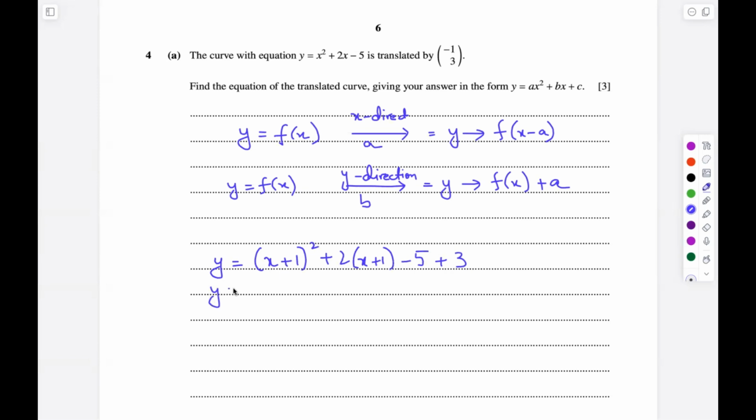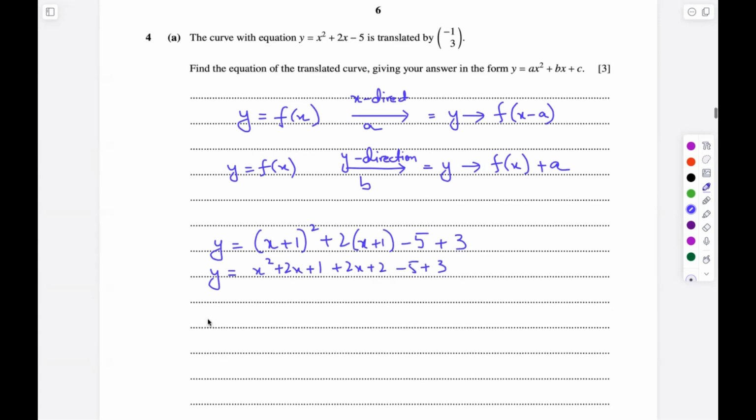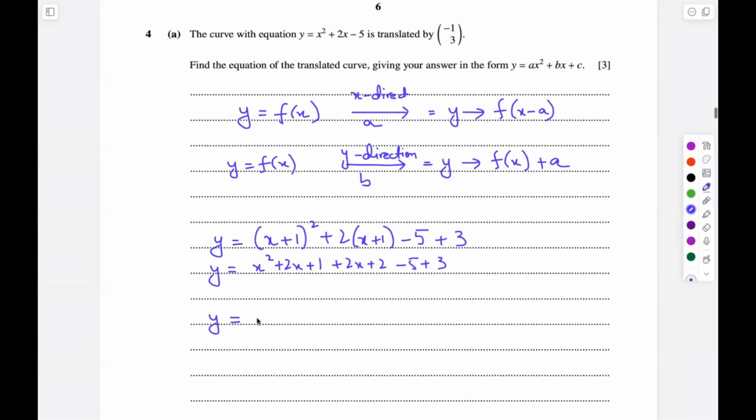Now expanding the expression, we'll get x squared plus 2x plus 1 plus 2x plus 2 minus 5 plus 3. Simplifying this, y equals x squared will remain as it is. 2x plus 2x will make it 4x. 1 plus 2 is 3, 3 minus 5 is minus 2, and minus 2 plus 3 will make it plus 1. So the equation will be y equals x squared plus 4x plus 1.